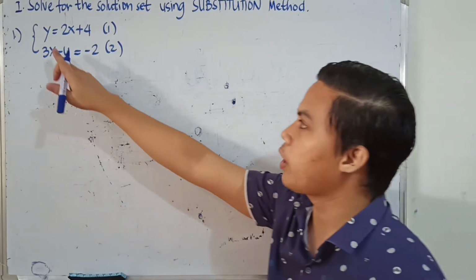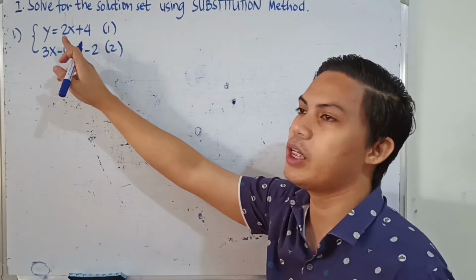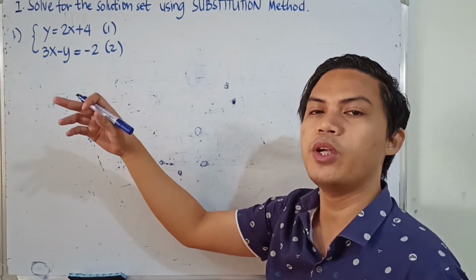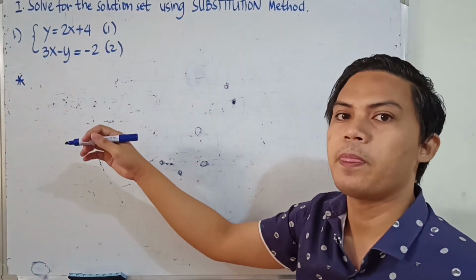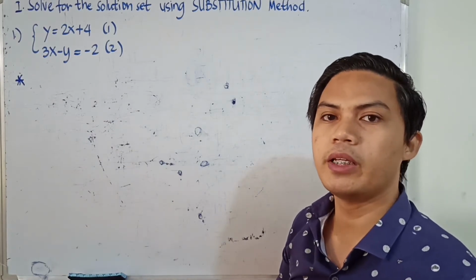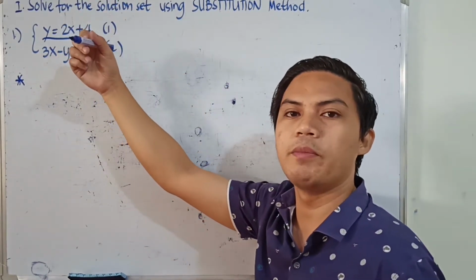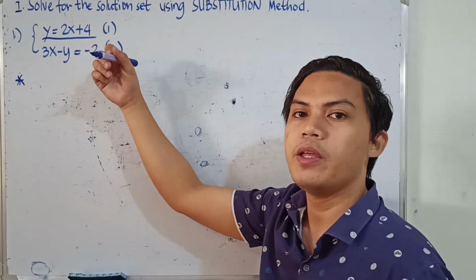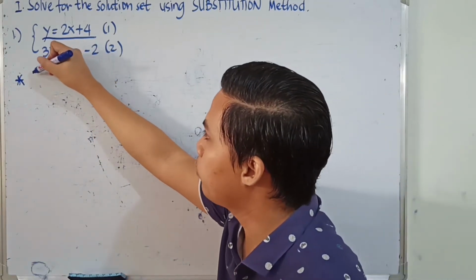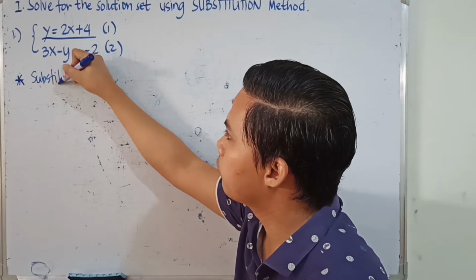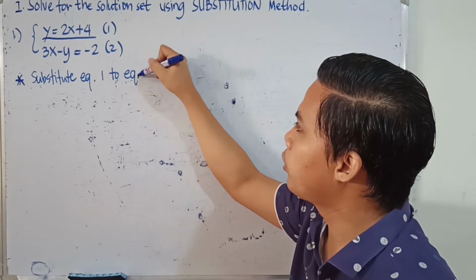So if we observe, we already have the value of y. The value of y is 2x plus 4. So when the form is like this, it's easier to use the substitution method. The first step that we're going to do, although these are not generalized steps because it depends on the given, but when we're given this same form, where the value of x or the value of y is already given, then it would be very convenient if we use the substitution method. So we're going to substitute equation 1 to equation 2.